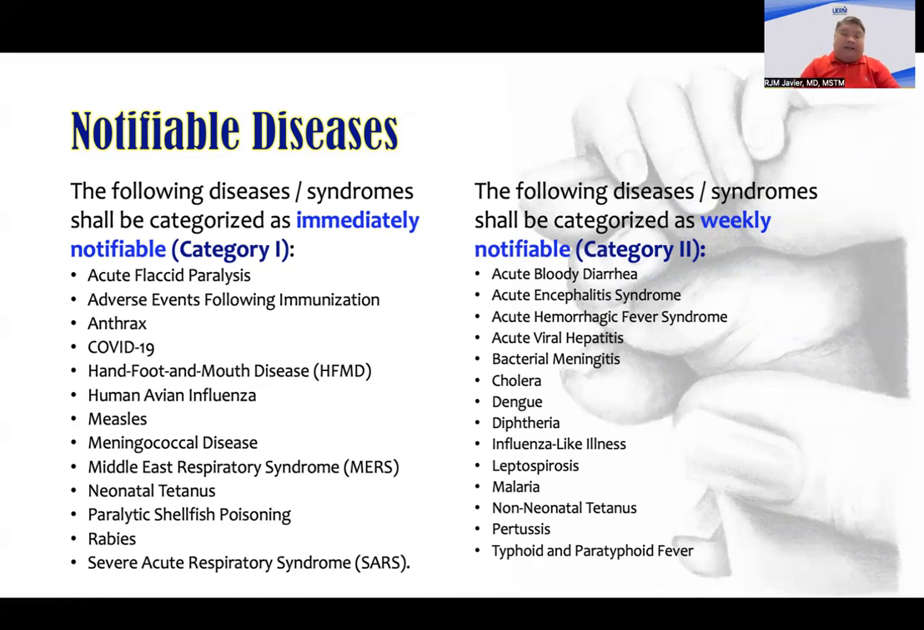Now, for academic purposes, I guess you will just need to memorize some of these conditions. But bear in mind, when we talk of your Category 1, this would include COVID-19, anthrax, your acute flaccid paralysis, which is often associated with poliomyelitis, meningococcemia, neonatal tetanus, paralytic shellfish poisoning, or even rabies and HFMD, your hand, foot, mouth disease. Then you have your Category 2, which would now include your dengue, your leptospirosis, your malaria, and your pertussis.